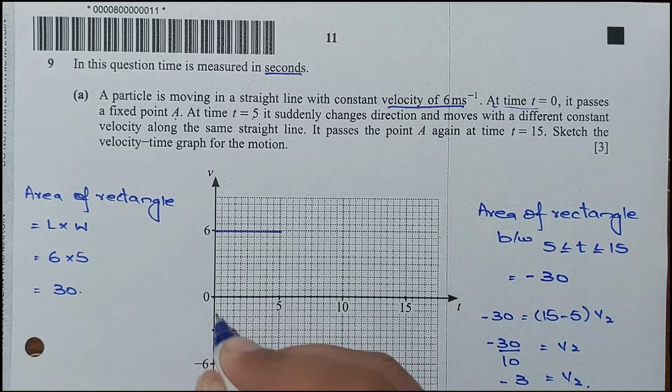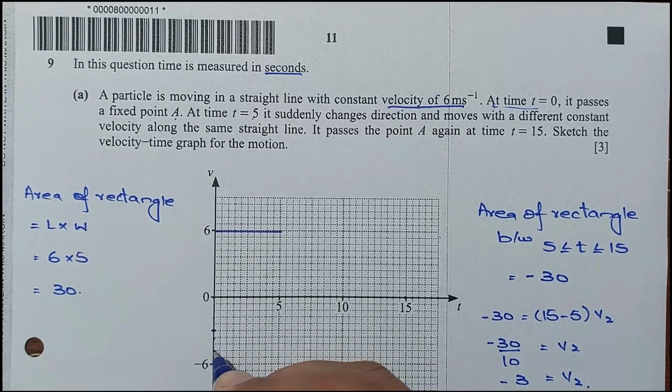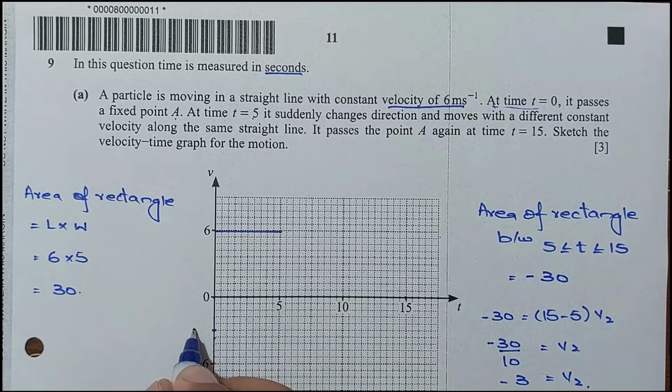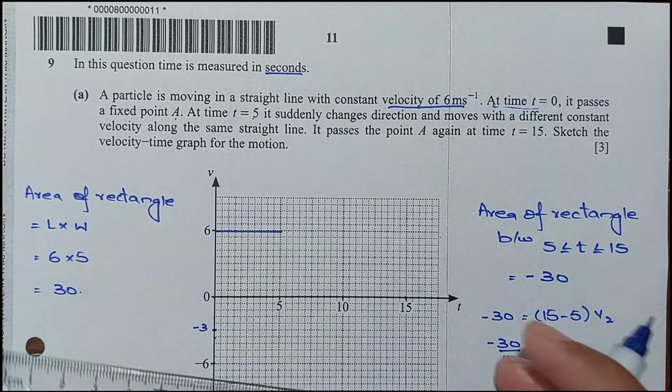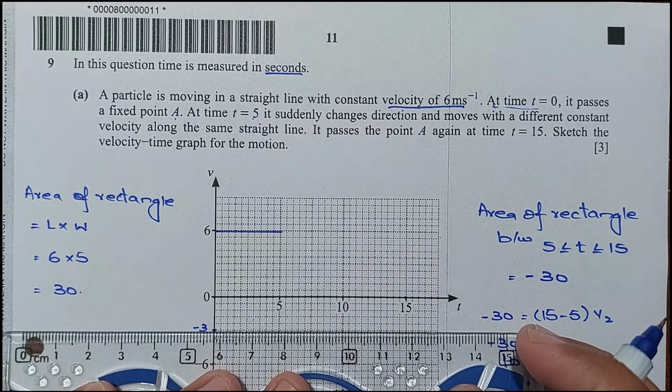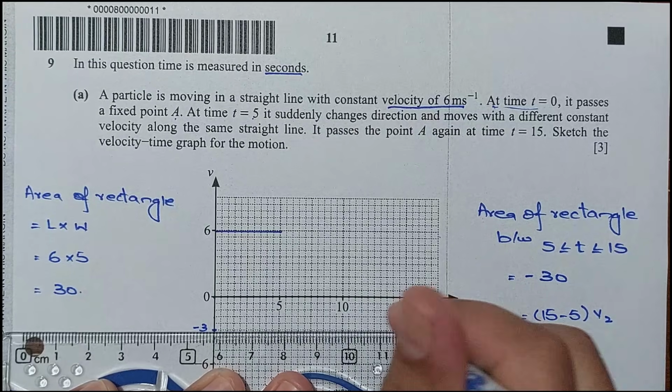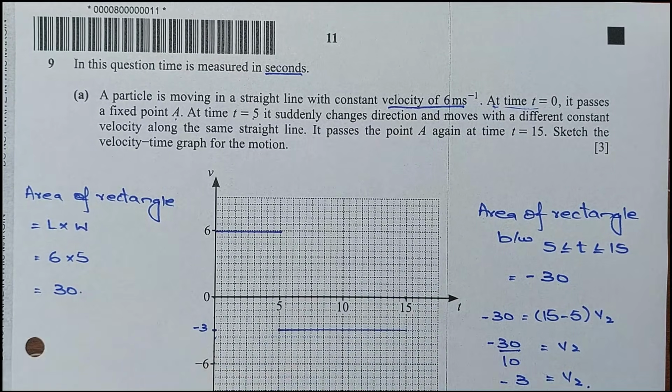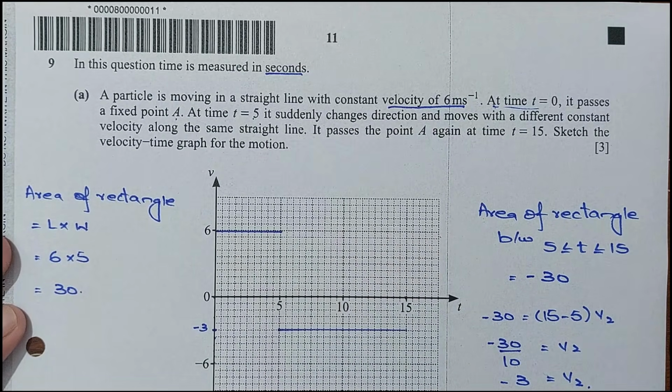So here we have negative 3. 1, 2, 3, 4, 5. Yes, this is negative 3. Between 5 to 15 we have to draw the straight line when the velocity is -3. So this is the velocity time graph for the motion.